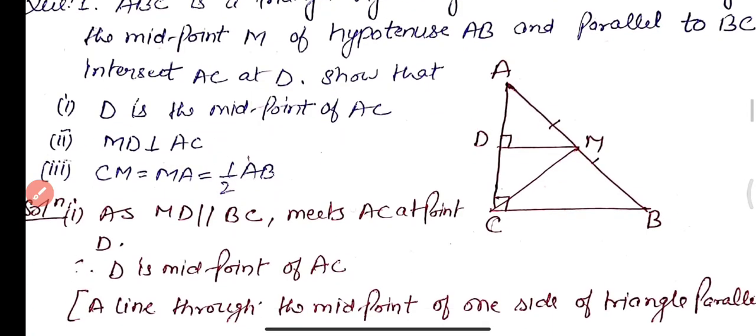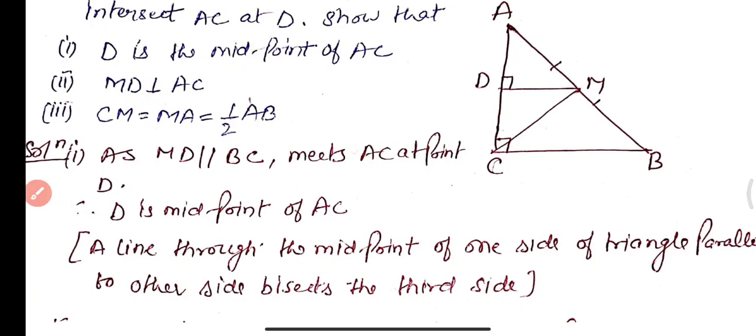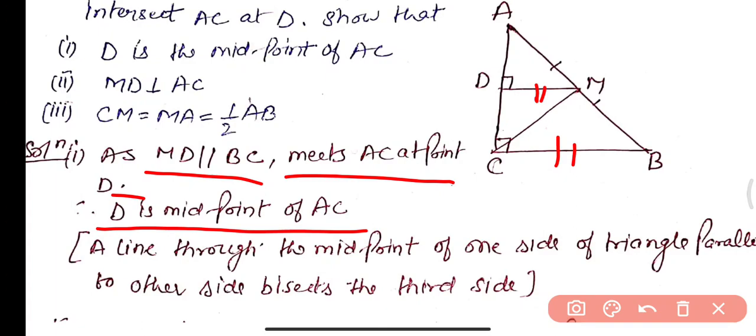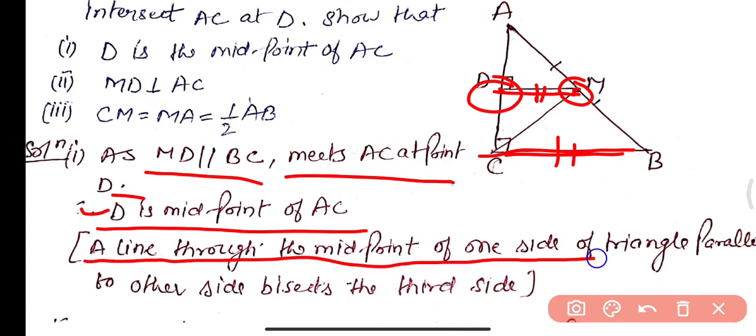So proceed for the solution. You can see here, as MD is parallel to BC, we are already given that MD is parallel to BC and meets AC at point D, so we can say D is the midpoint of AC by using the midpoint theorem, as we are already given that M is the midpoint of side AB and MD is parallel to BC. So a line drawn through the midpoint of one side of a triangle parallel to the second side bisects the third side. So here D is the midpoint of AC. A line through the midpoint of one side of a triangle parallel to the other side bisects the third side, and that is the converse of the midpoint theorem.